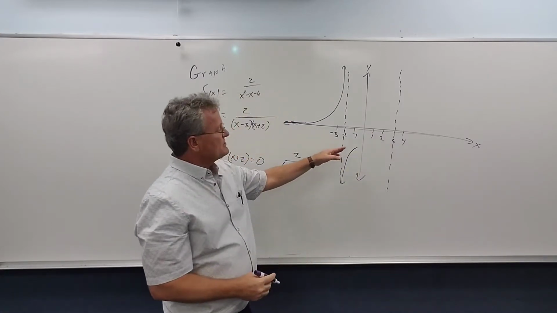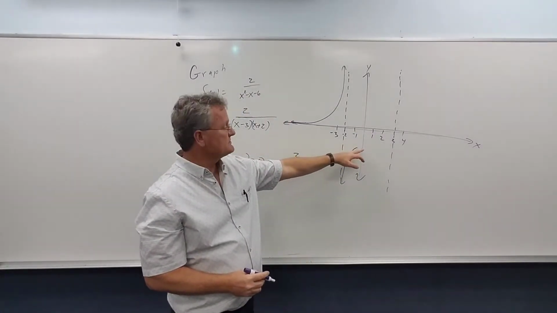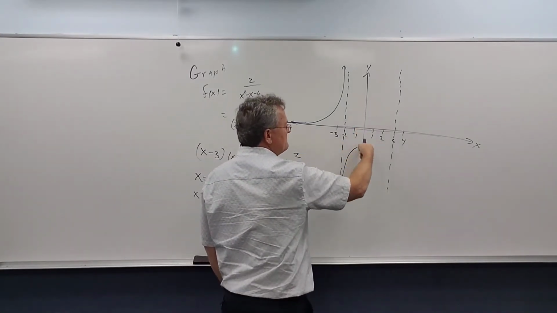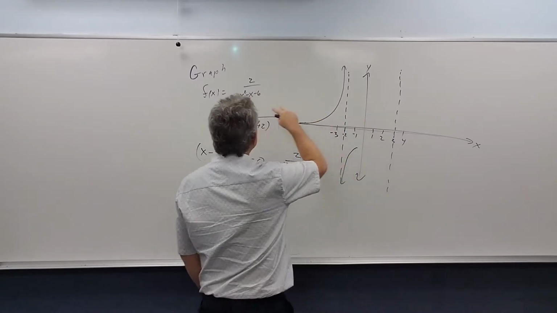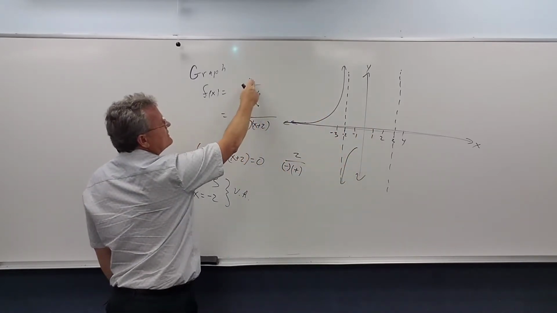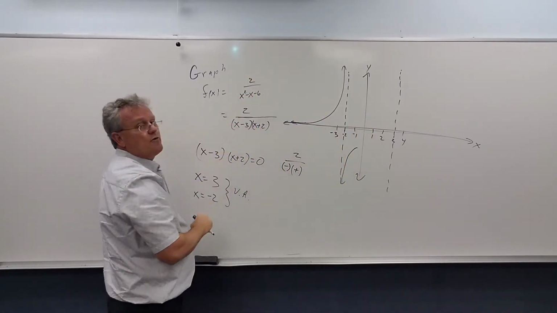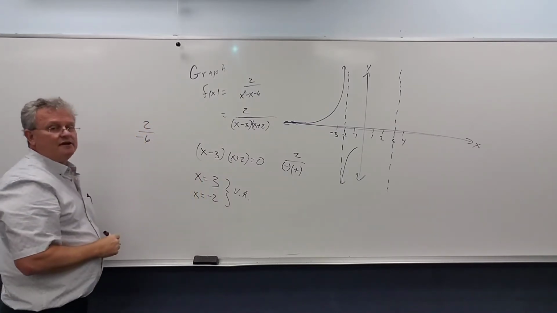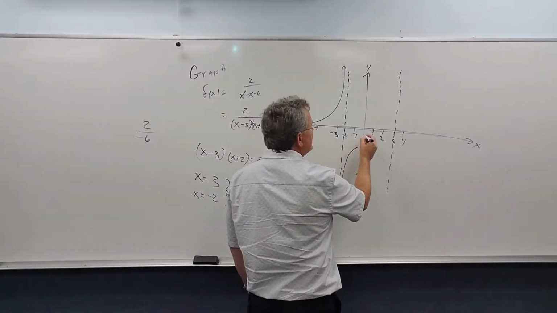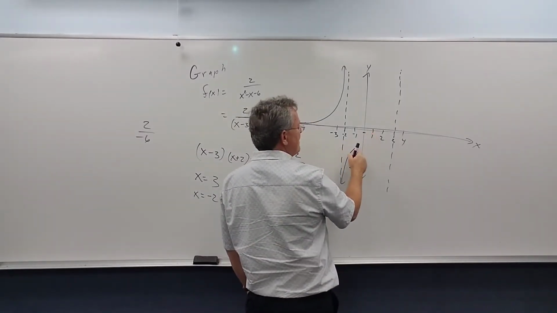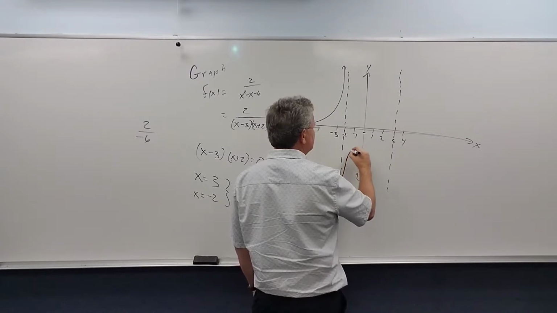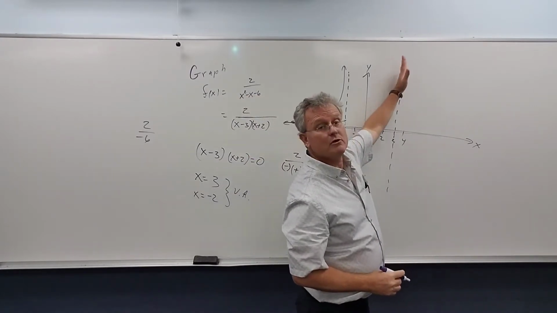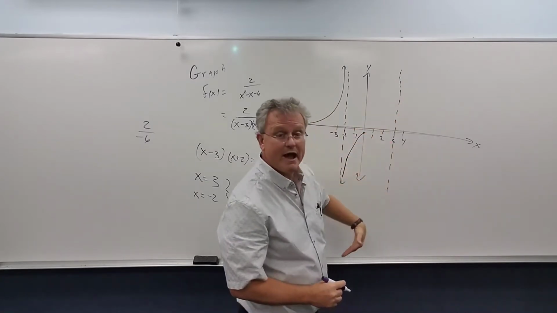Now the question is, where is it going to cross the x-axis? Well, to find the y-intercept, let x equal 0. When x is 0, we get 2 over 0 minus 6, which is minus 6. We get negative 1/3. So negative 1/3, let's say, is about right there. So it's going to do this. Now the question is, does it bend back up and go like this, or does it go back down?